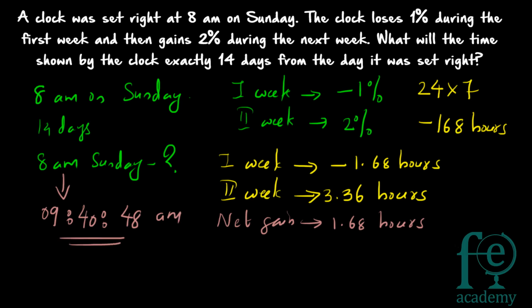So you will be getting 1.68 hours more. 0.68 into 60, when you do it, you will be getting 48 seconds. So this will be the time shown by the clock exactly after 14 days from the particular Sunday 8 am on which it was set right.